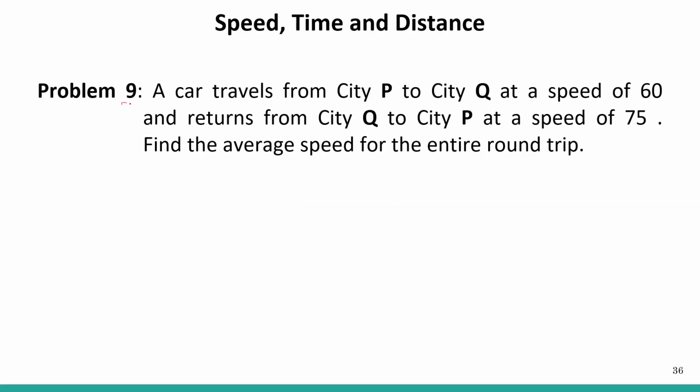Let's see problem number 9. A car travels from city P to Q at a speed of 60 and returns from city Q to city P at a speed of 75. Then find the average speed for the entire round trip.